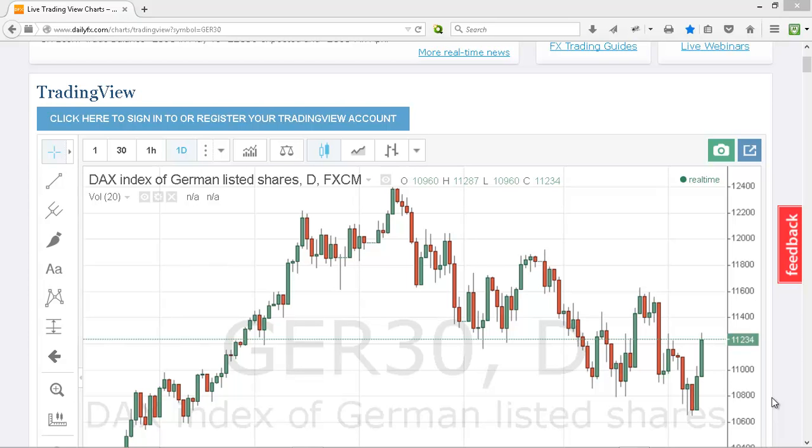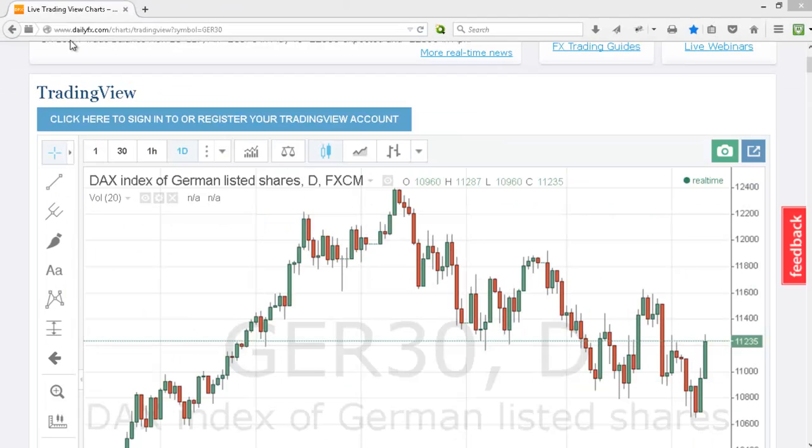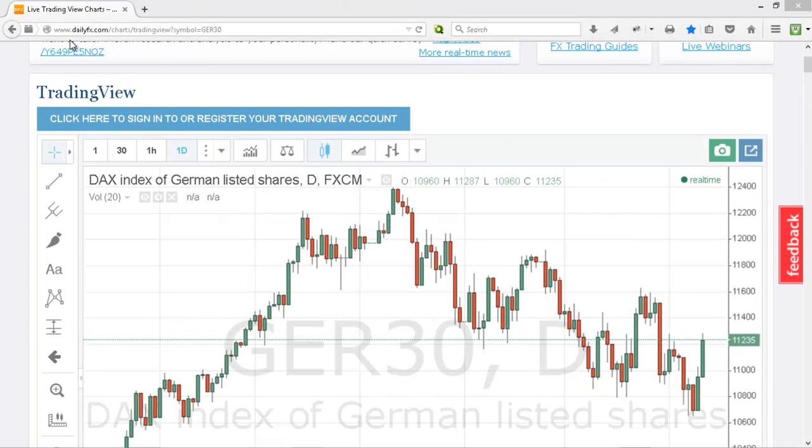This is the DAX. So if you go to dailyfx.com, it's a fantastic site. As the name suggests, it's about FX, which is foreign exchange, currencies. So from there you can get these kind of plots and see what's going on.